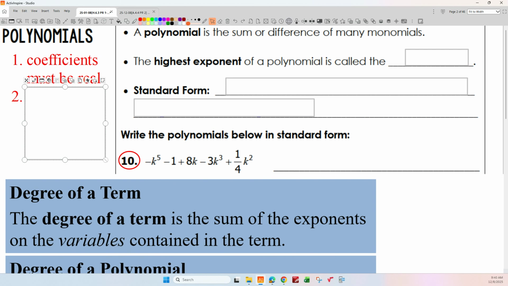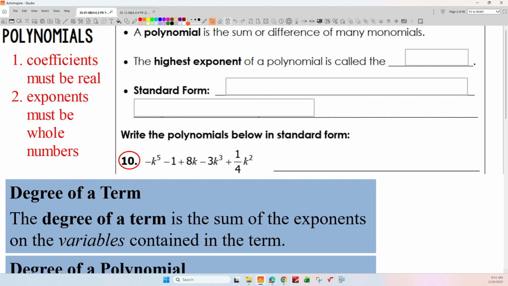The exponent, remember, this is going to be a power of a variable. Usually it's going to be x to some power. The exponent must be a whole number. Okay, so it can't be negative. It can't be fractional. It has to be 0, 1, 2, 3, 4, etc. Because remember, the whole numbers are just the integers starting at 0. It's the positive integers plus 0, or whole numbers, right?